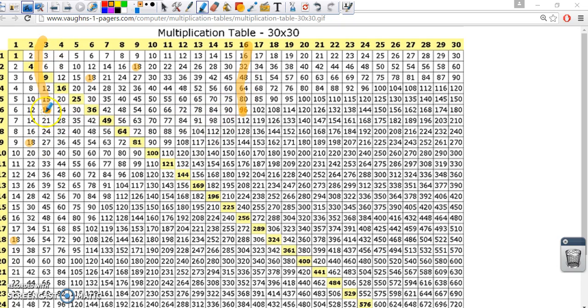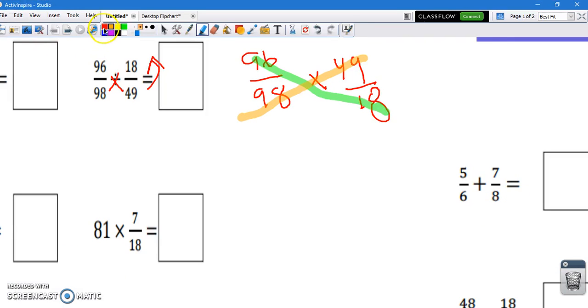18 becomes 3, and the 96 becomes 16. So 3 and 16. 98 and 49 probably could reduce, but I'm just going to multiply straight across and see what I come up with. So 16 times 49.